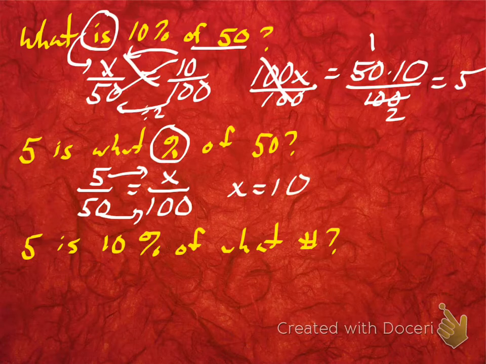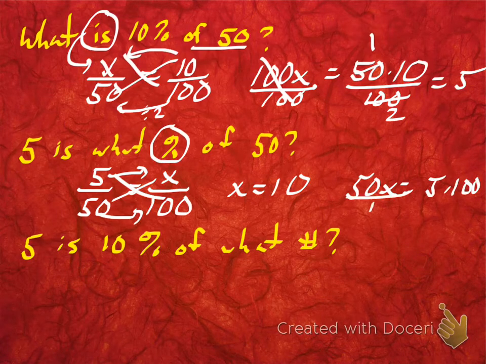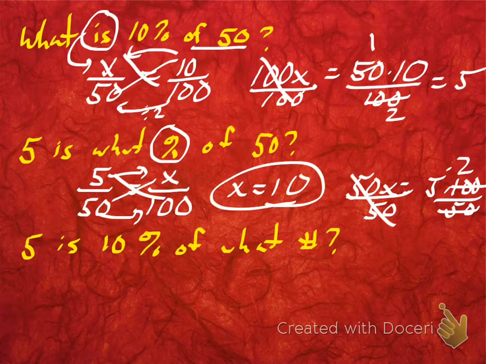And again, if you don't believe me, cross multiply and divide. You get 50 times x is equal to 5 times 100. Divide both sides by 50. The 50s cancel out. 50 goes into 100 twice, and 5 times 2 equals 10. And so that's the percent.